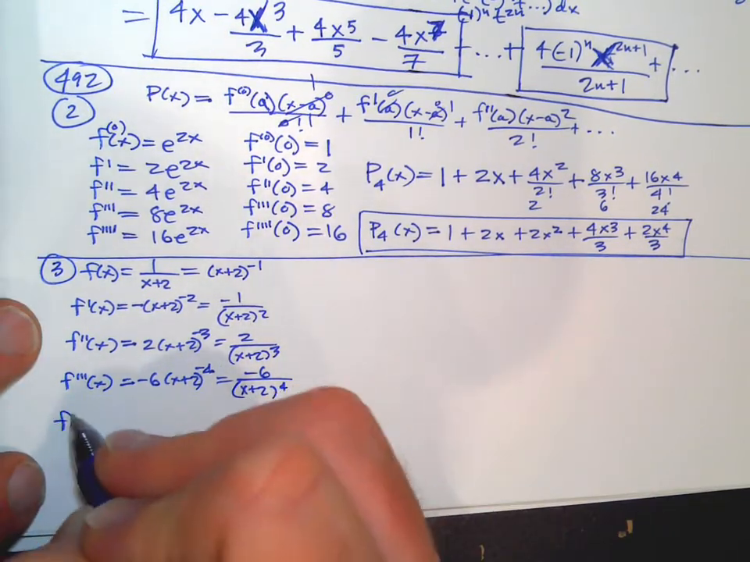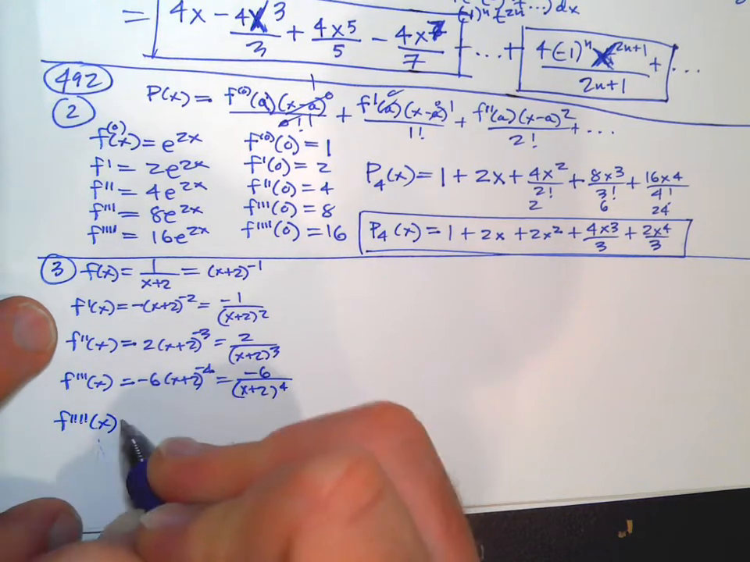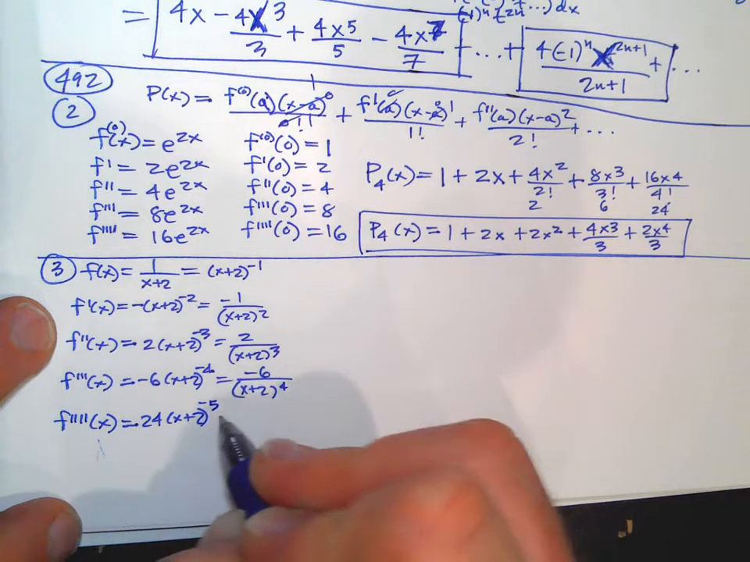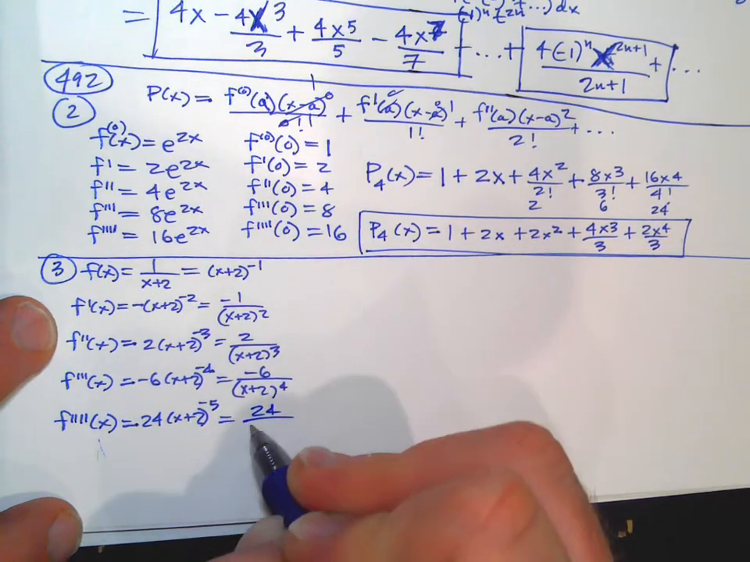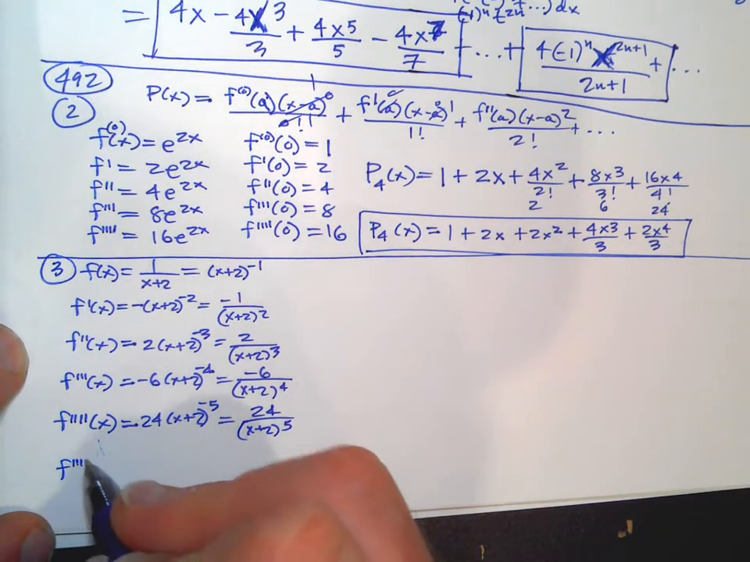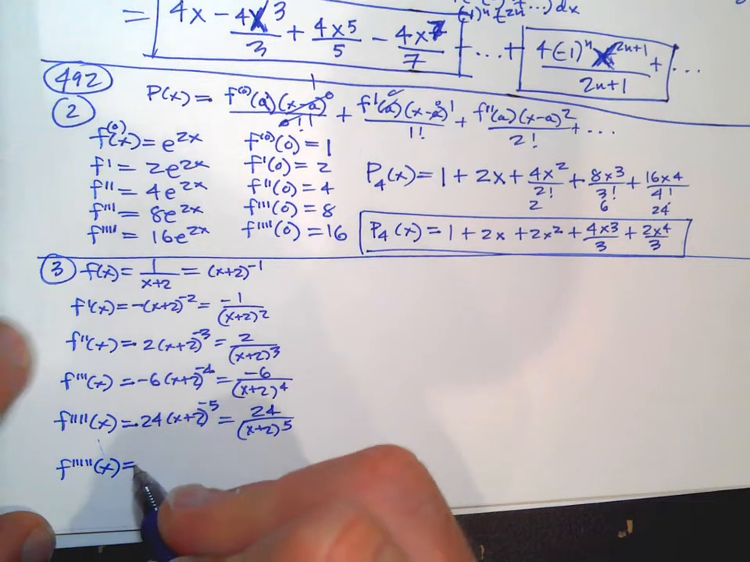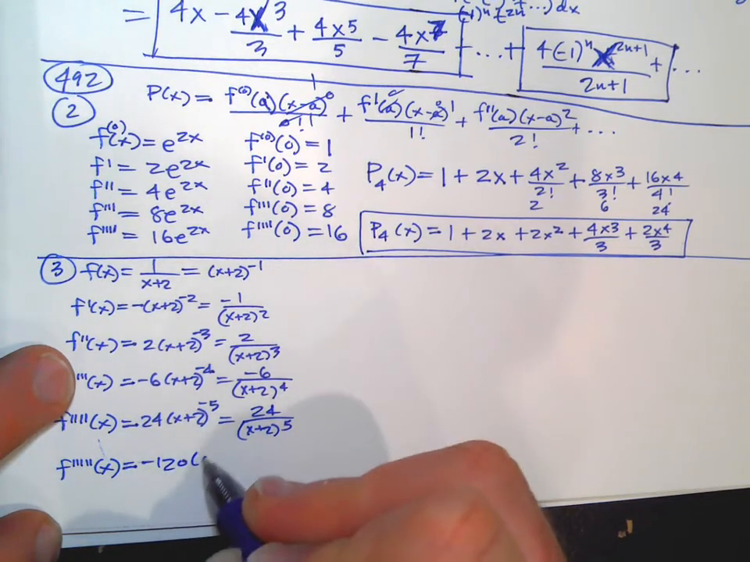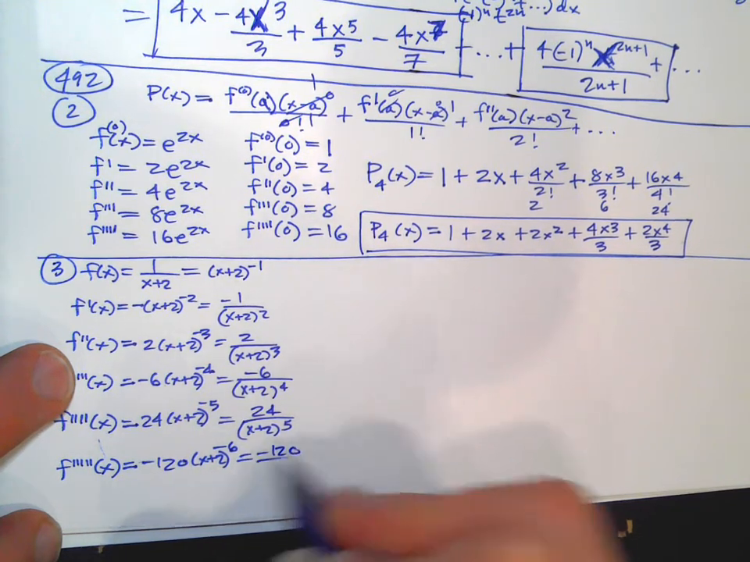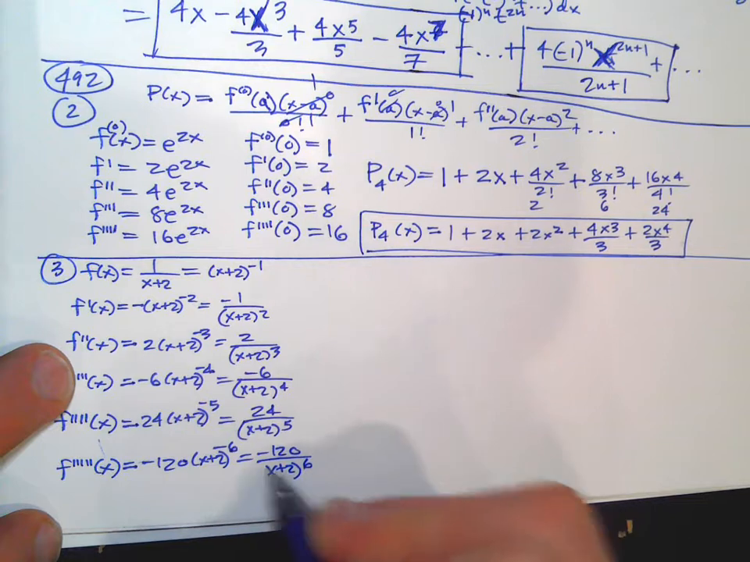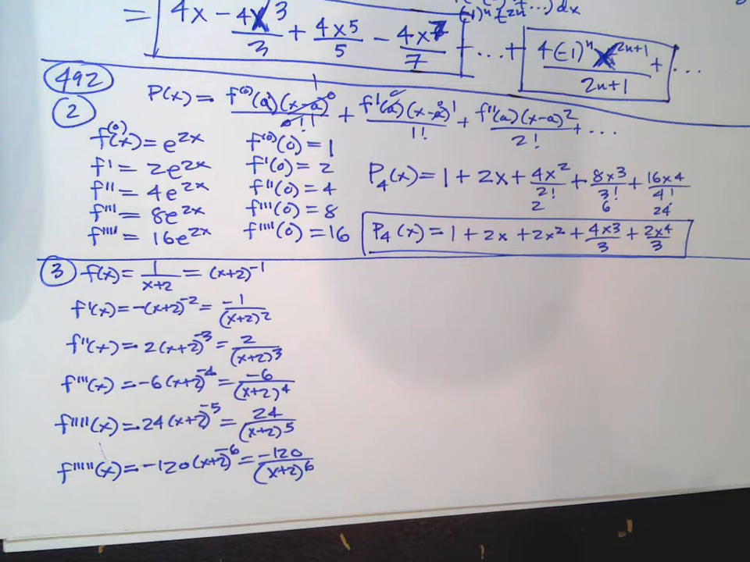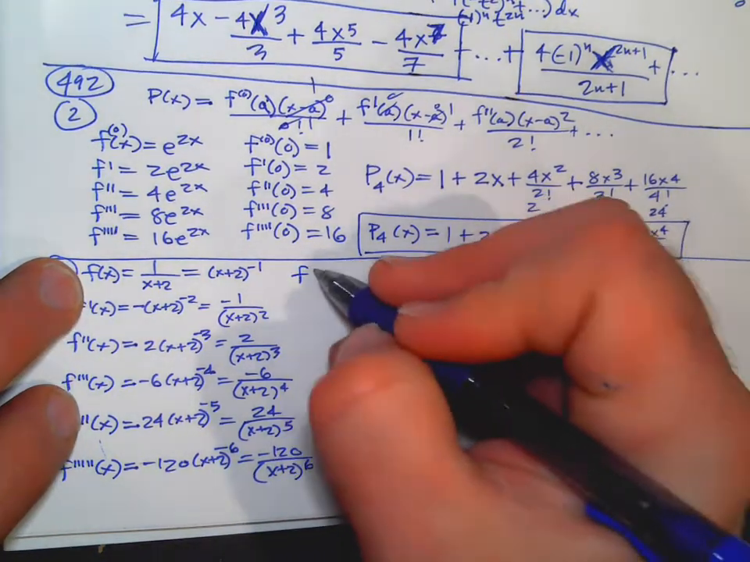The fourth derivative is going to be 24 x plus 2 to the negative 5, which is 24 over x plus 2 to the fifth. And the last one, the fifth derivative, negative 120 x plus 2 to the negative 6, negative 120 over x plus 2 to the 6th. Okay, so those are all the derivatives. Then we got to plug the center in. It says it's centered at 0. So we got to plug 0 in.